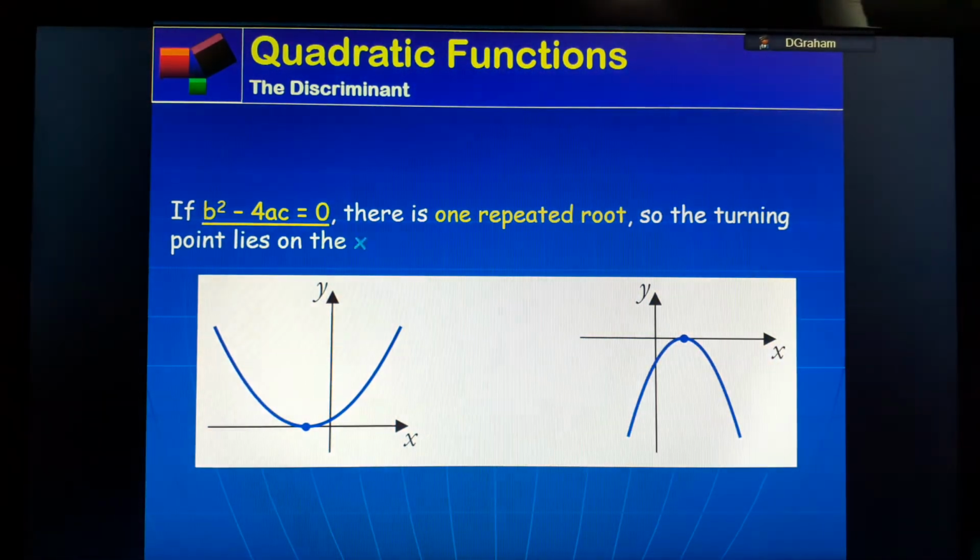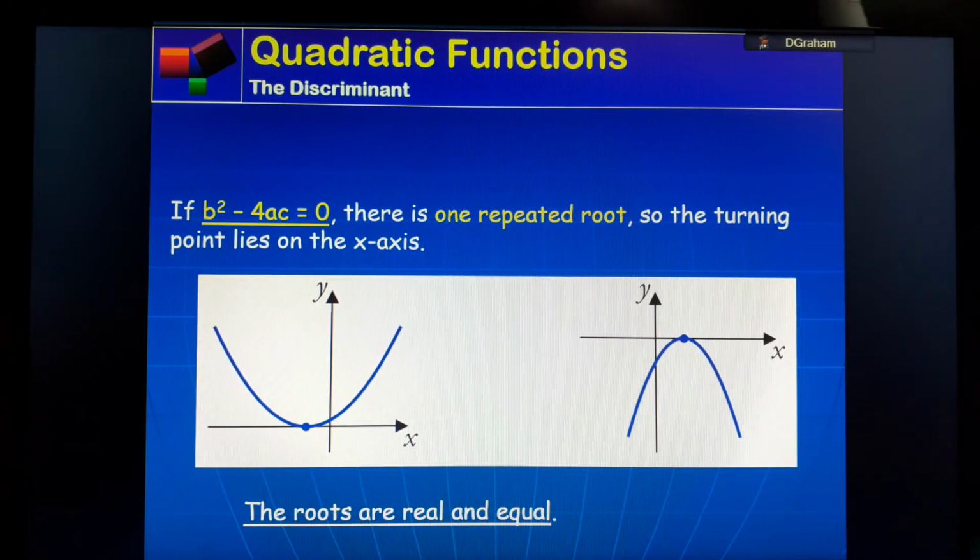If the discriminant is equal to 0, there is one repeated root, so the turning point lies in the x-axis, as you can see here. The roots are real and equal. That's an easy one to remember because we have an equal 0 in the discriminant, and in your description of it, you use the word equal as well. So roots are real and equal.